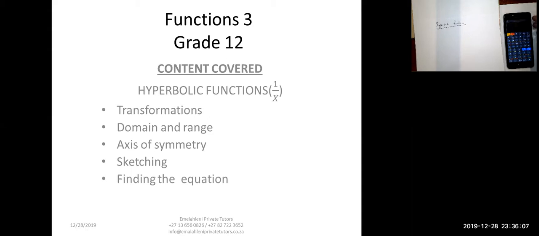Okay, so we are looking at hyperbolic functions in the form of 1 over x. We're going to do the transformations of graphs of functions. You're going to see how we determine the domain and range, the axis of symmetry, and also how we're supposed to sketch. Then lastly, finding the equation given the graph. So let's get started and see what's happening there.